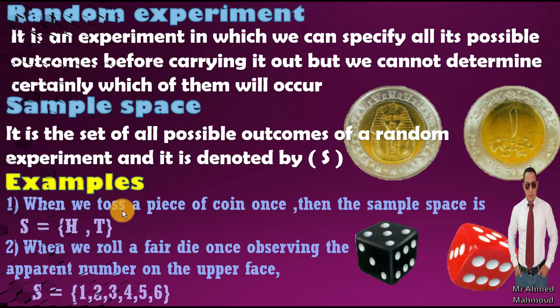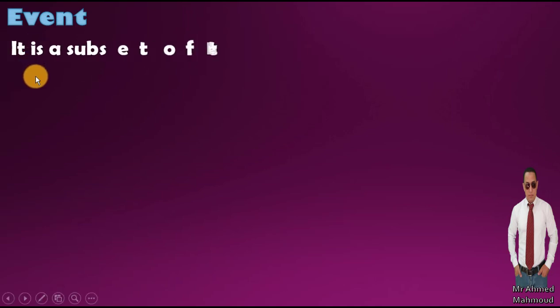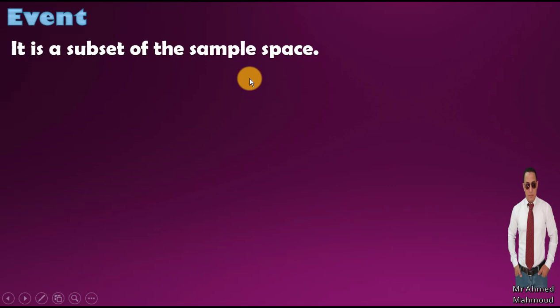Okay, and now I'm going to remind you of the event. Okay, what is the event? The event is the most important item inside the probability. Actually, we study the probability because of the event. What is the event? The event is the condition we are going to study, or we can say that the event is a subset of a sample space. Example.